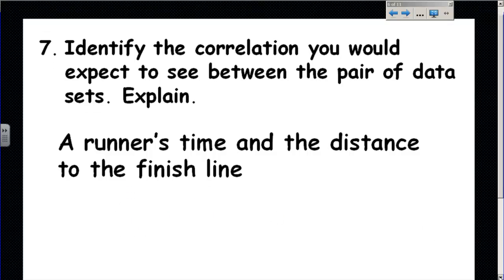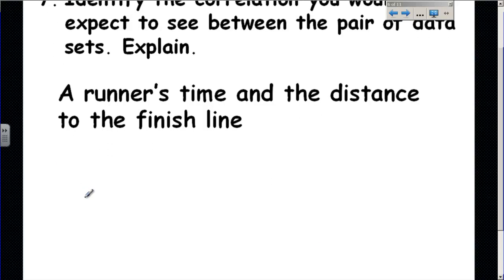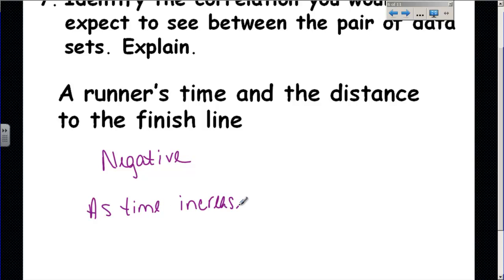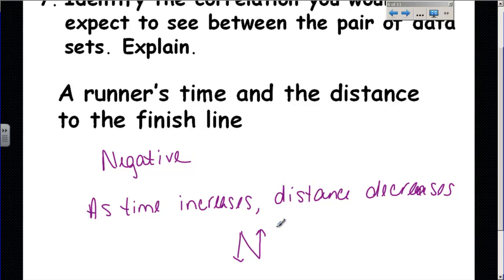That means that this is going to have a negative correlation. Here is why. This has a negative correlation because as your time increases, the longer you run, distance decreases as you start getting closer to the finish line. So one thing increases, one thing goes up, and the other thing goes down. And so you have the opposite thing happening, which makes it a negative correlation.